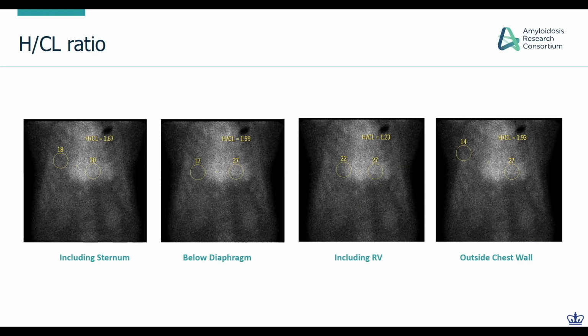On the contralateral ROI, it has to be away from the RV and has to be above the diaphragm. Otherwise, you'll have either a high or low heart to contralateral ratio based on that. And the last figure you see is that it has to be in the chest wall. If it's off the chest wall or below the diaphragm, you'll have a falsely elevated heart to contralateral ratio. So it's very important where the regions are drawn.